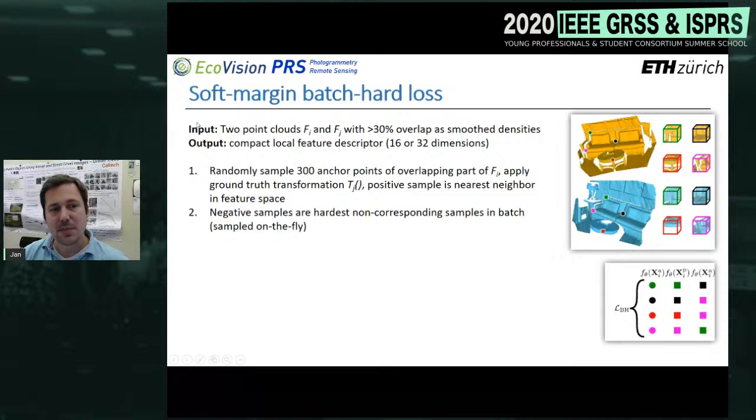Just to explain this, the input are two point clouds, those are the two point clouds here on the right side with an overlap of at least 30% as smooth densities. The output after all the processing is a very compact local feature descriptor for those points. We randomly sample 300 anchor points, those are these round points here of the overlapping part. Next, we also do this transformation with the other point cloud. This is for the training case. We sample positive samples as nearest neighbors in feature space. If you cut out the cube around those points, this is what it looks like in the first point cloud, and this is in the second point cloud that we are transforming to this one.